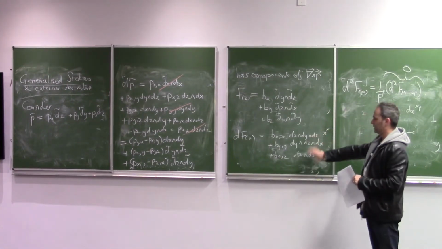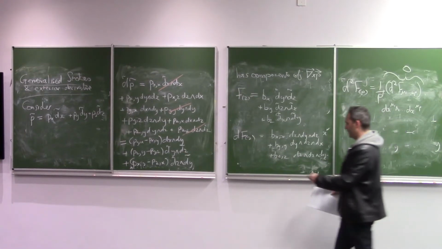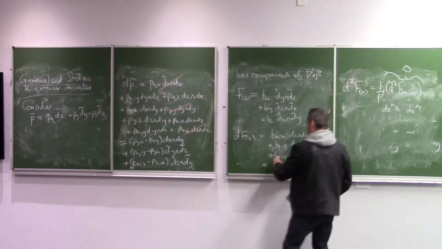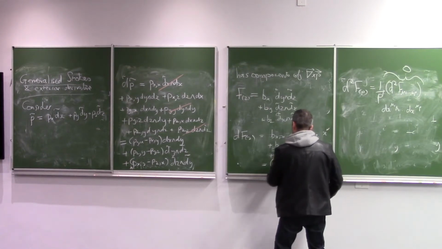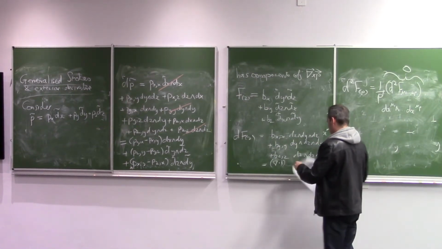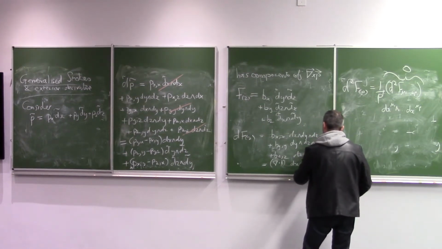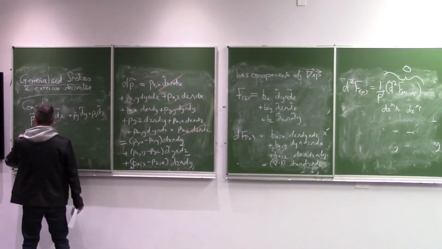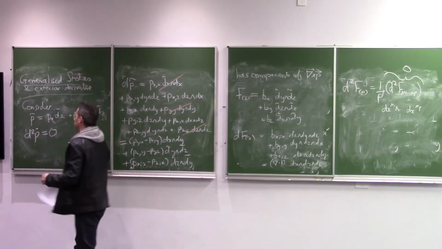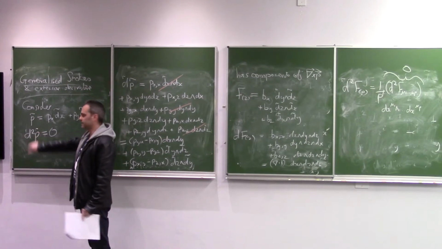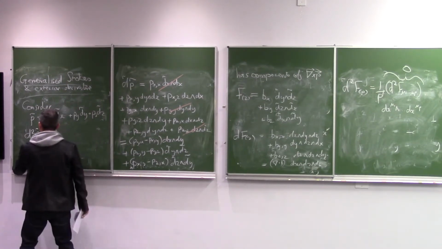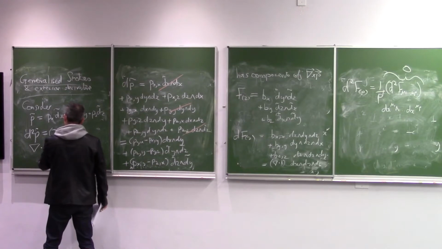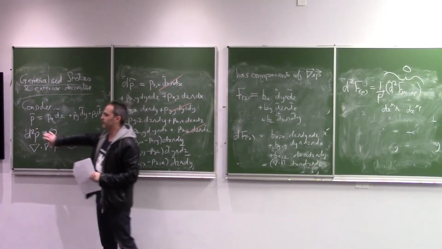These are all cyclic permutations of each other. So what are these the components of? These are the components of the divergence of B. So this is equal to the divergence of B, dx wedge dy wedge dz. Coming back to P, the fact that the exterior derivative squared acting on P is equal to zero is the same as something you should be familiar with: the divergence of the curl of P is equal to zero. That's just one formula which comes out.